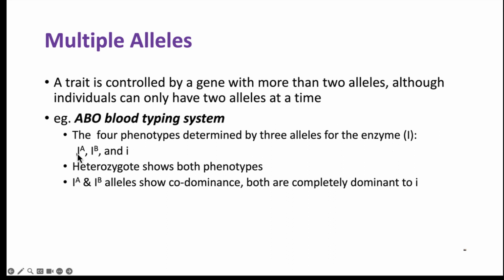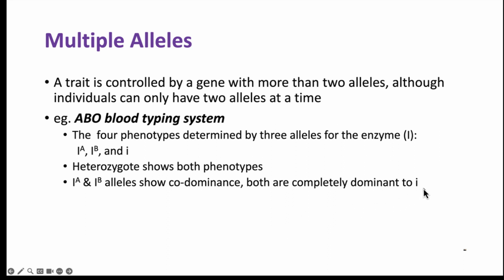So we have 2 dominant alleles, A and B. Both of these are capitalized because they're dominant. And we've got a lowercase i for the recessive allele. Now, AB blood is an example of codominance because both A and B are expressed in the phenotype as AB blood. And both A and B are dominant over i.